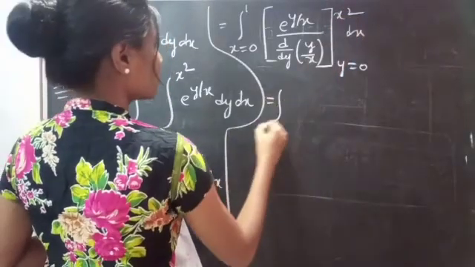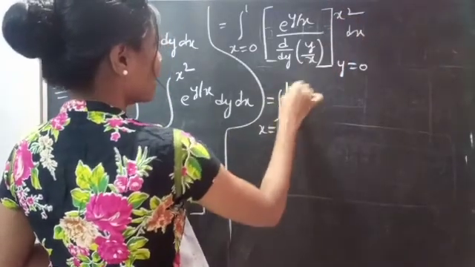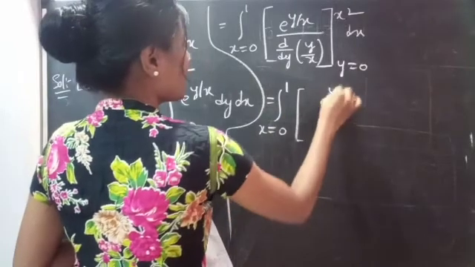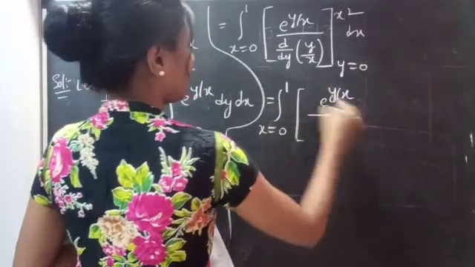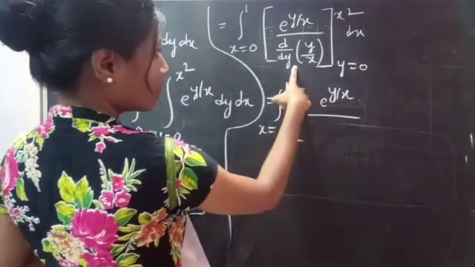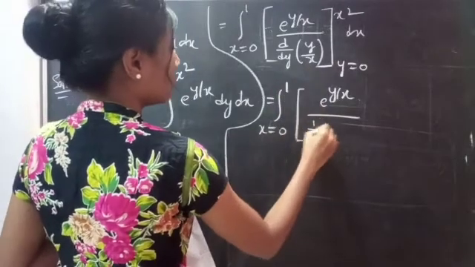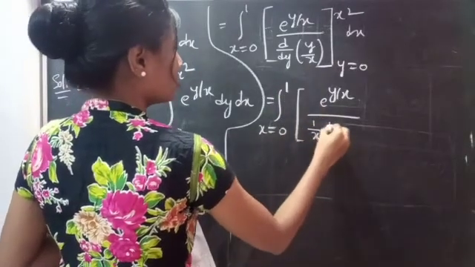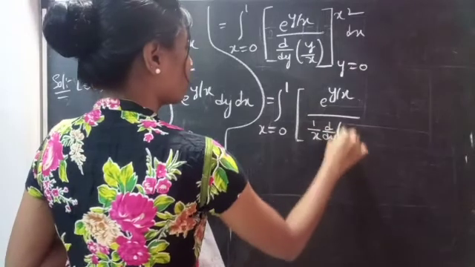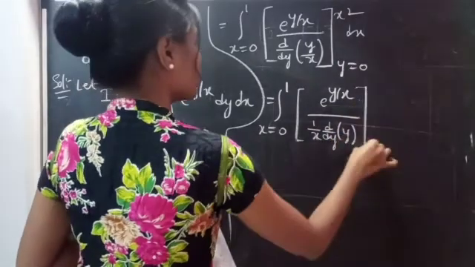So this equals integral x equals 0 to 1 into e power y by x divided by, differentiating with respect to y, so you can take 1 by x out. So dy of y is equal to 1.